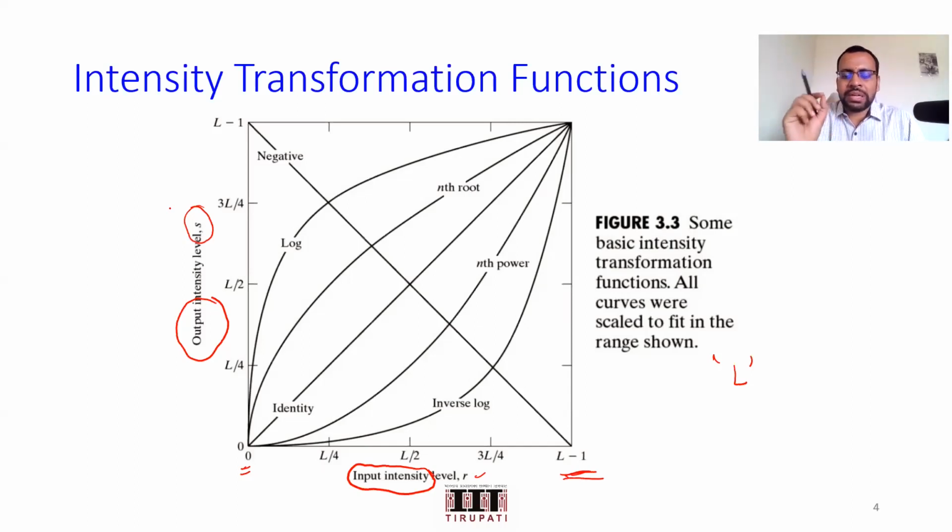Let's start with a simple one and then keep on analyzing what this transform means and when we should go for a particular type of transform. Let's start with this simple thing, which is this line. You see how the intensity values from 0 to L minus 1, each of them got mapped to the one on the y-axis.